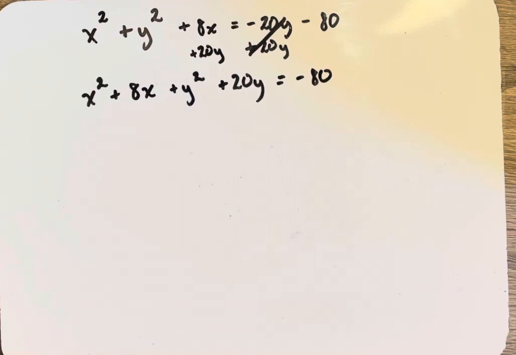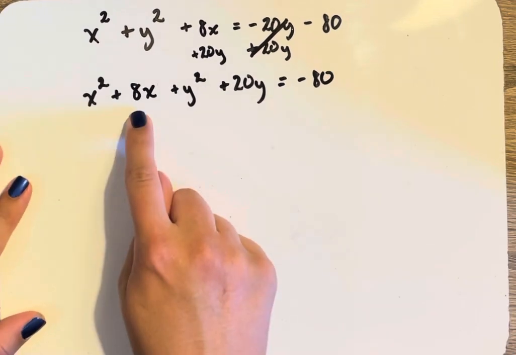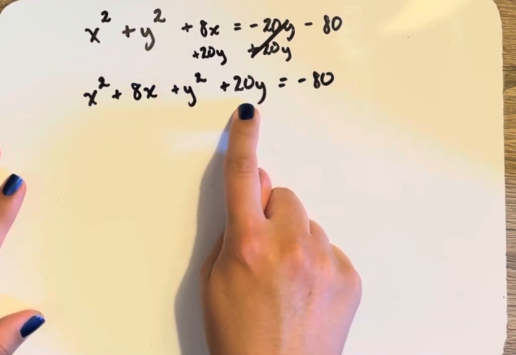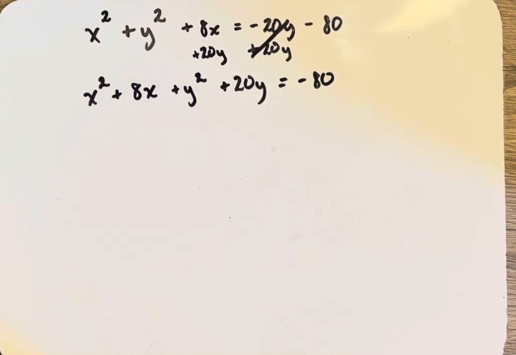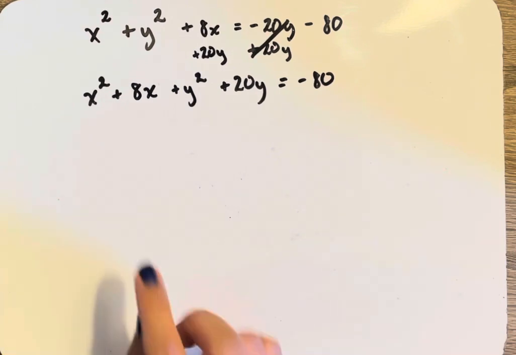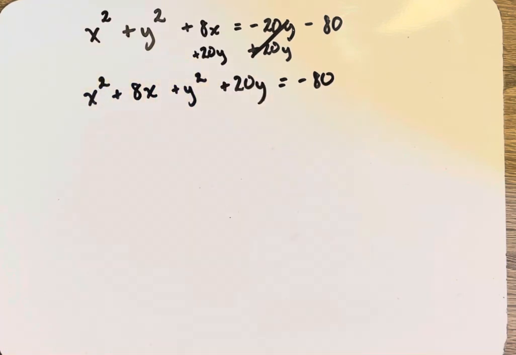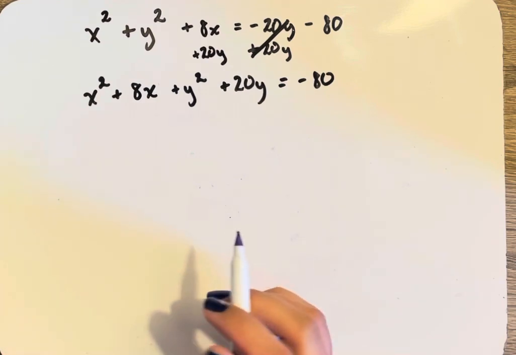Okay, so this is a little different than the other questions we've been doing so far because I have an x term and I have a y term. So that means I need to complete the square 2 times, once for x and once for y. So I'll have 2 magic numbers. So I'm going to start by focusing on x.